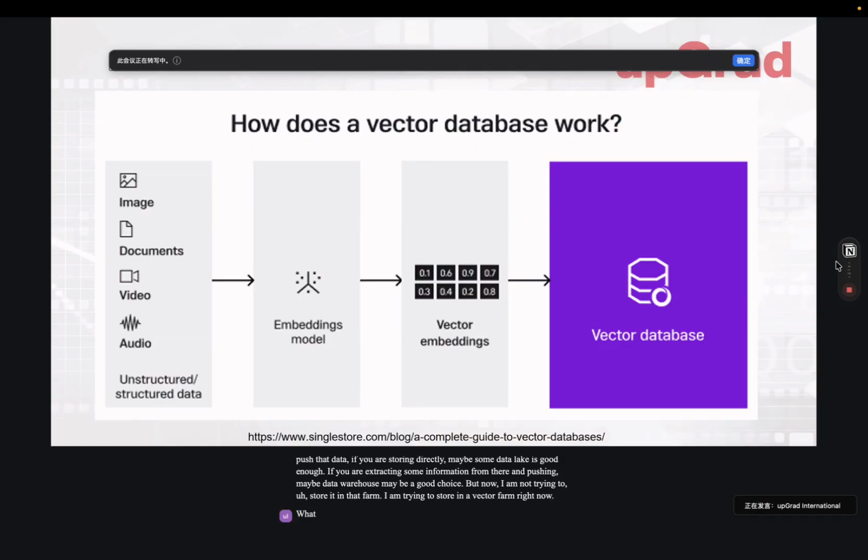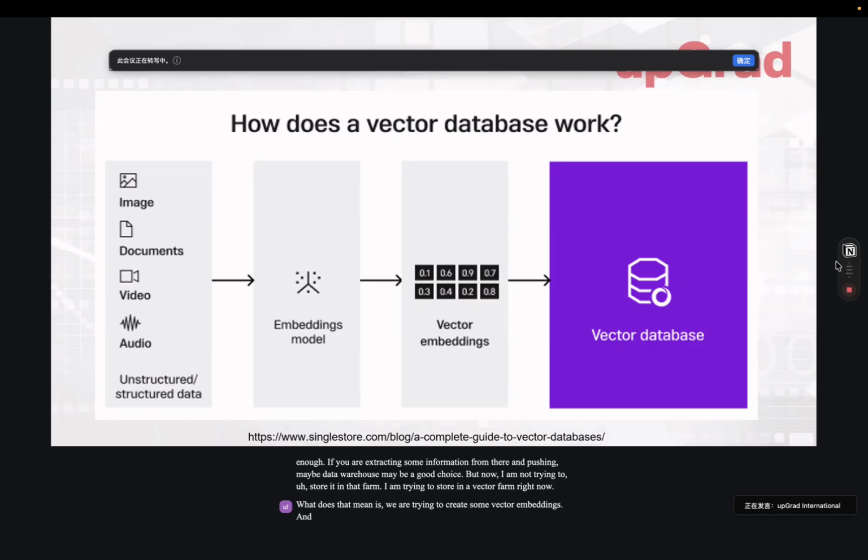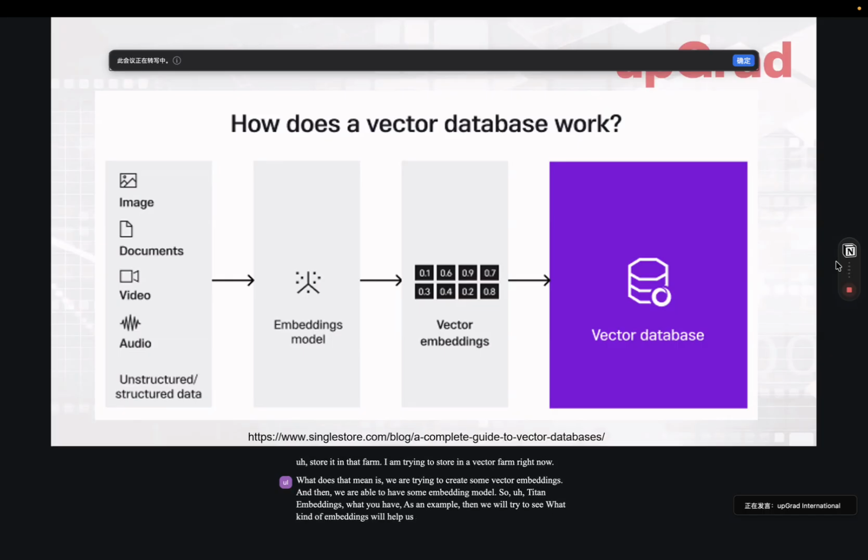What that means is we are trying to create some vector embeddings, and then we are able to have some embedding model. So Titan embeddings, for example, and then we will see what kind of embeddings will help us in creating those embeddings. Do we need to define that?